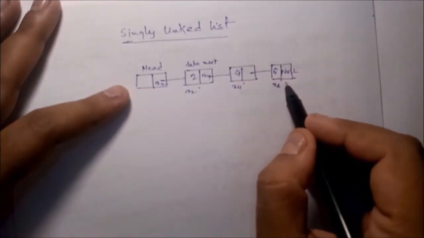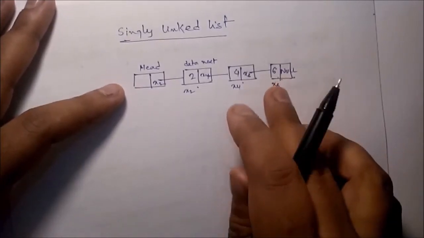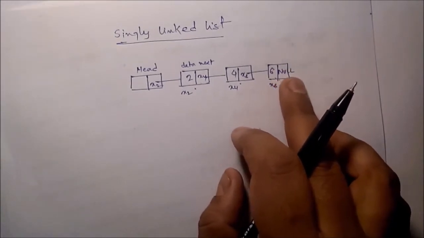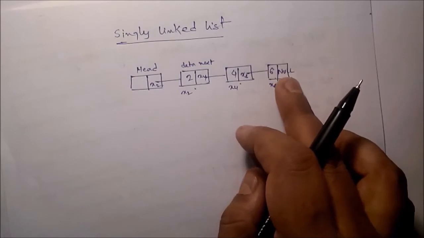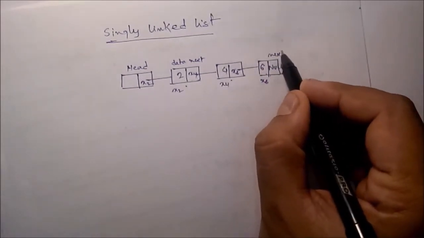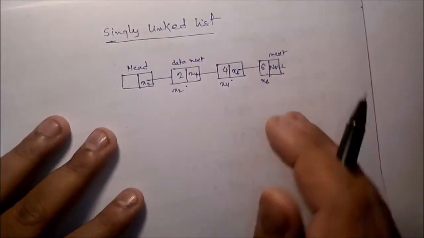Here we store the address of the third node, that is x6. Now if it is a simple singly linked list, the last node is null. The address part, or next part, of the last node will be null. This is a single linked list.